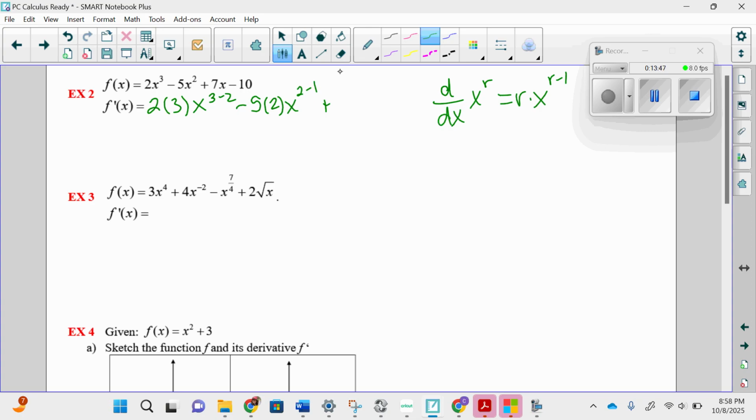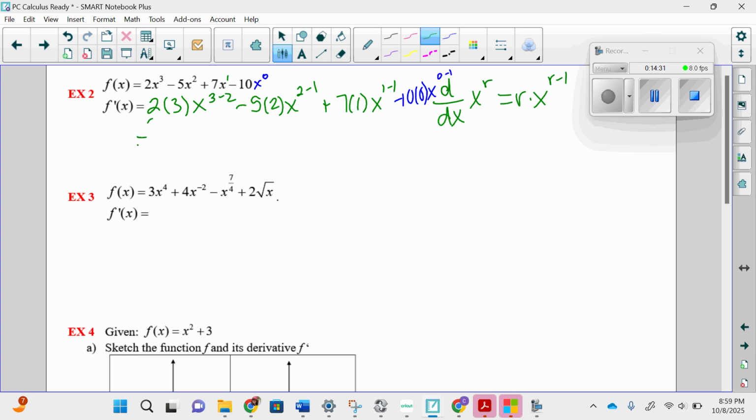Plus 7x. That x is to the first power, so drop that 1 down, and now we have x to the power of 1 minus 1. And for negative 10, that's really negative 10x to the 0th power. So technically what's happening here is we're saying negative 10 times 0 times x to the 0 minus 1, but anything times 0 is going to ultimately just end up being 0. So any constant, when we take the derivative, is going to disappear because it's going to end up equaling 0.